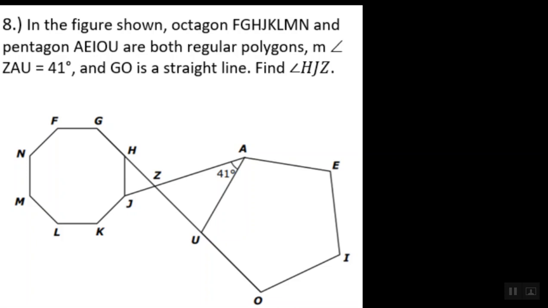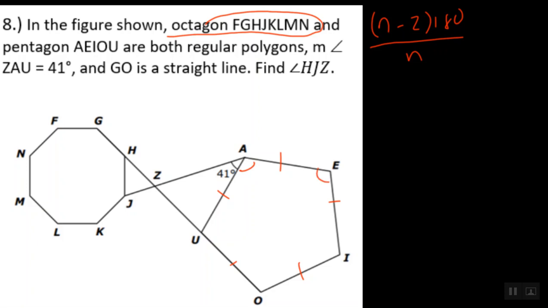It says, in the figure shown below, octagon FGHJKLMN and pentagon AEIOU are both regular polygons. Okay, so I know that this polygon is regular. Well, why is that helpful? Well, that allows me to use this formula, n minus 2 times 180, and I even want to show you the extension to this, where you just also divide by n. If I want to figure out how big each one of these interior angles is, all I have to do is use this formula.